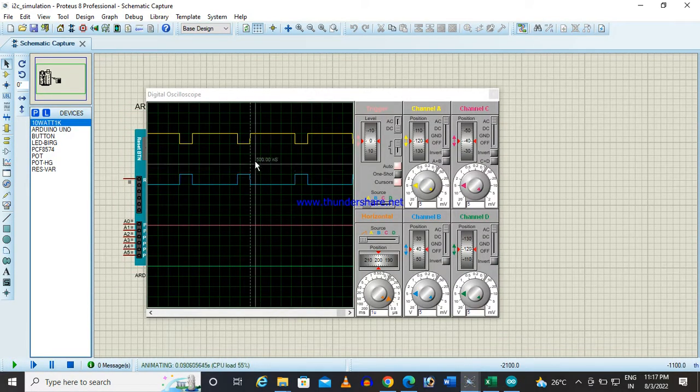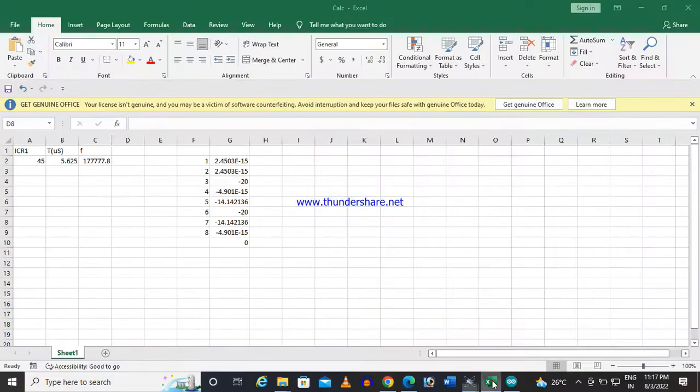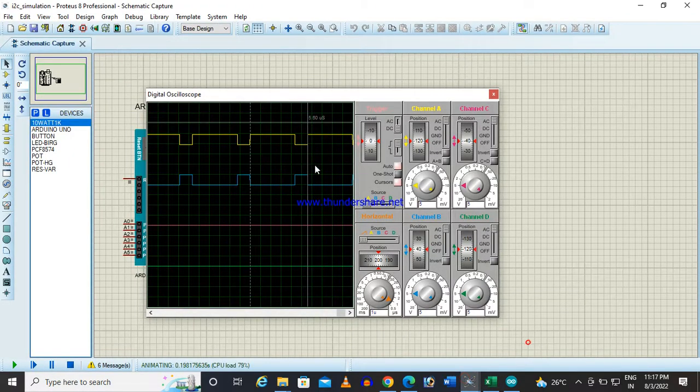Now you see this is 0 and this is my one period. It is 5.6. As per the calculation it should be 5.625. The software scope does not have that much resolution, so it shows 5.6. So this is basically the procedure to change the PWM resolution and the frequency. As we are changing the top value, in a similar way we can change the bottom value also. That we will learn in the subsequent lectures.